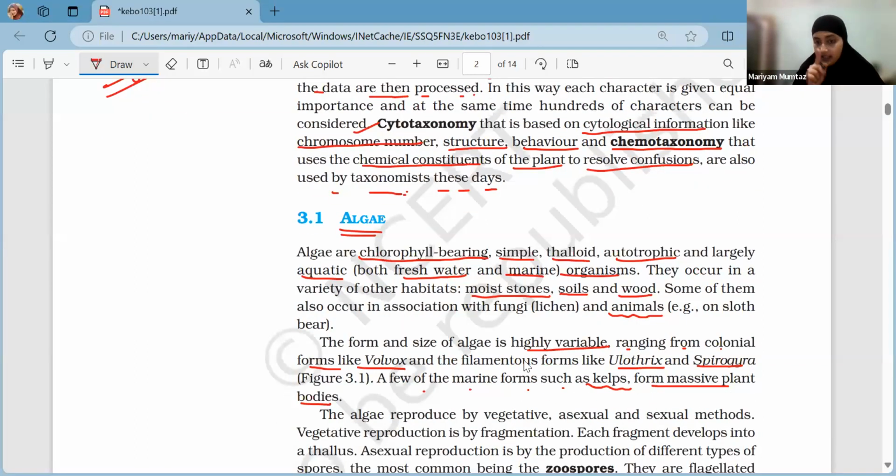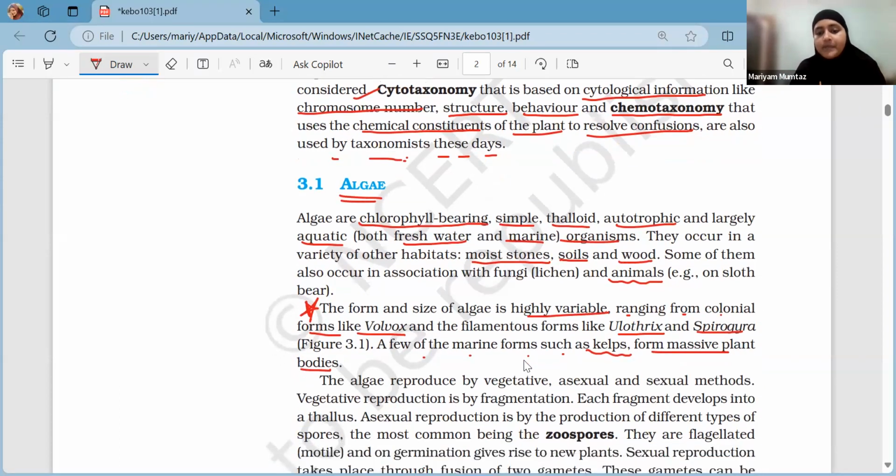Now see, one thing that can come from this particular paragraph is that they'll give you certain names of the organisms. For example, they'll give you all the examples of algae, and amongst them, they will ask you which one out of the following is filamentous. So you should know that Ulothrix and Spirogyra are. Volvox is not filamentous, it is colonial. This is important. You can mark it in your book. As I said, everywhere, wherever examples are given, those are important. Wherever the scientific names are given, that is important.